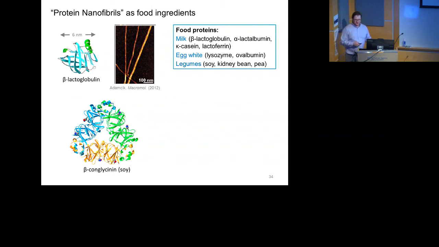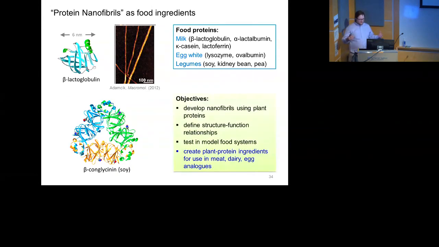So seed storage proteins, predominantly from legumes. So here's an example from soy. And so the idea is, can we make nanofibrils out of these? Can we define the structure-function relationships? Can we engineer them? And are they of any use in food? And then on the same token, looking at the safety of it.